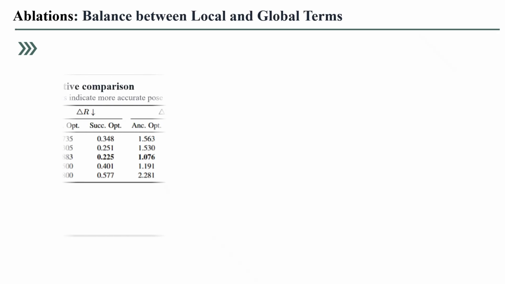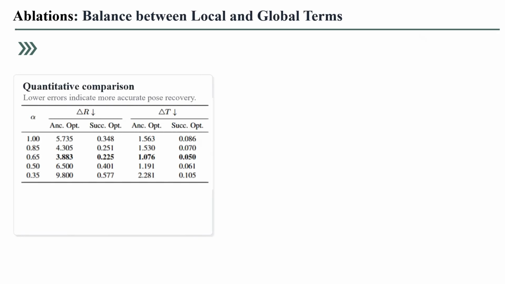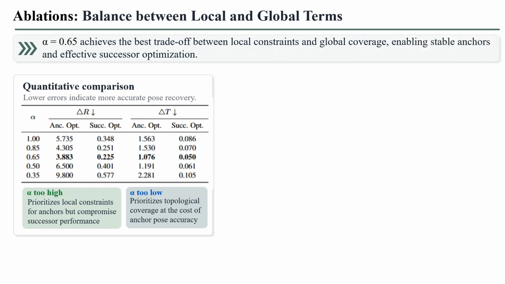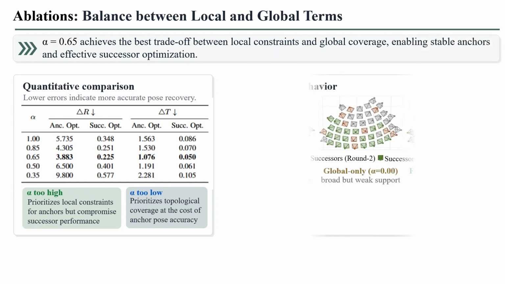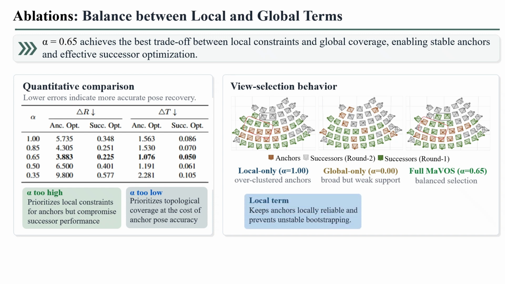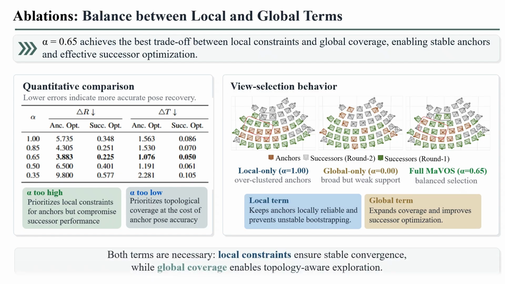We ablate the balance between the local and global terms in the view optimizability score. A high alpha value overemphasizes local constraints, selecting reliable but clustered anchor views. A low alpha value improves coverage but weakens local support and reduces anchor pose accuracy. The visualizations on the right also show this behavior clearly. The full score with alpha equal to 0.65 achieves the best trade-off.